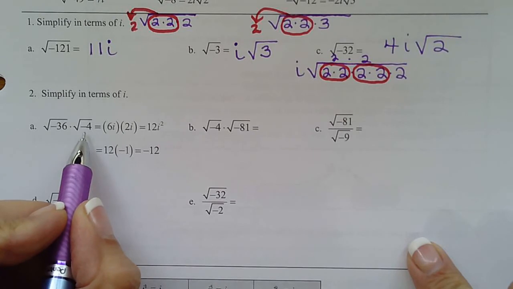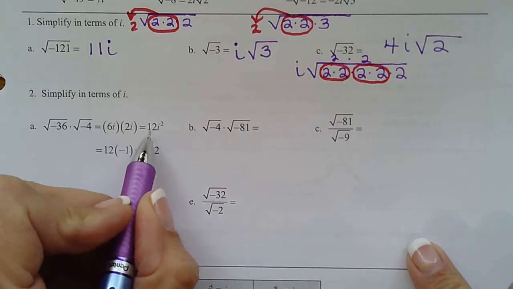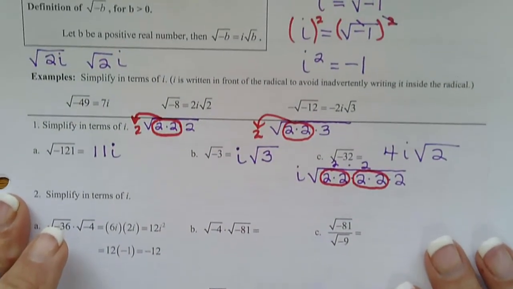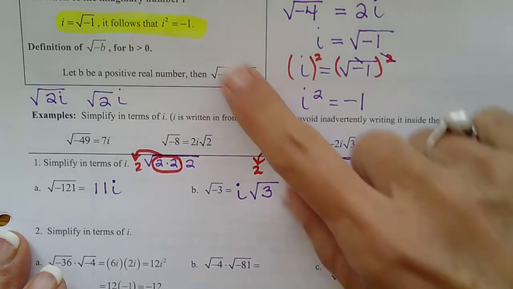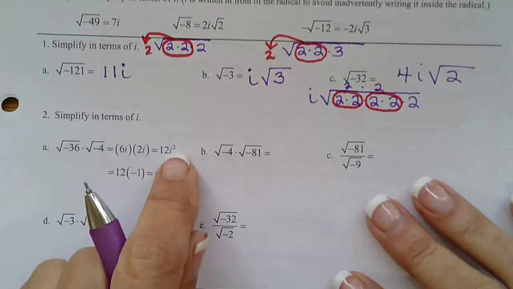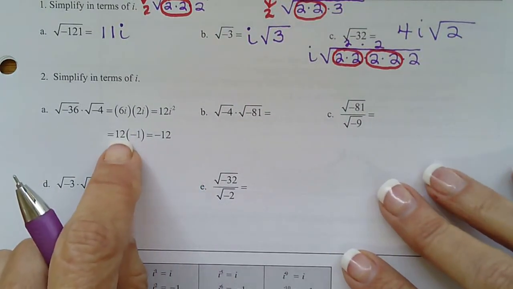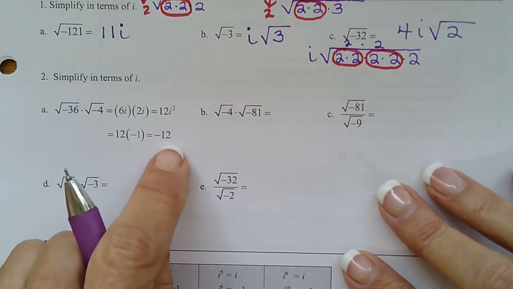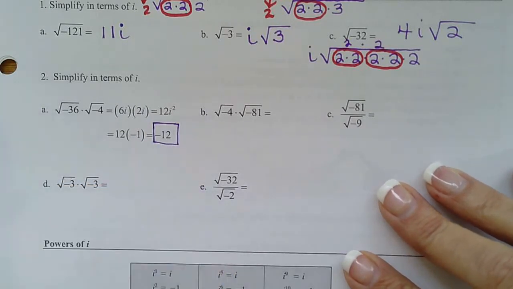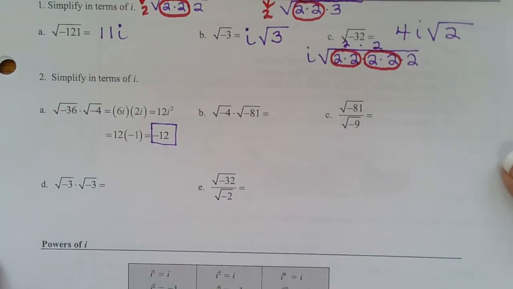What's the square root of negative 4? 2i. This is multiplication, so we do 12i squared. But remember what I had you highlight up here? i squared equals negative 1. So the minute you see i squared, you replace it with negative 1. So instead of 12i squared, it's 12 times negative 1. Hence the answer, negative 12. Okay, so let's practice.